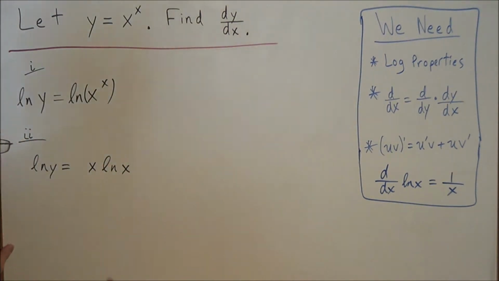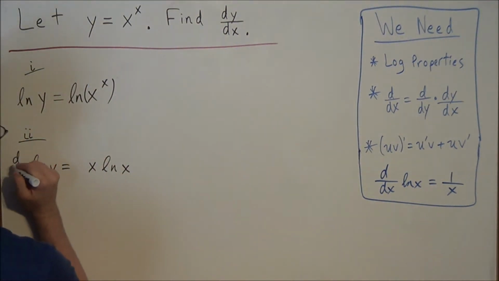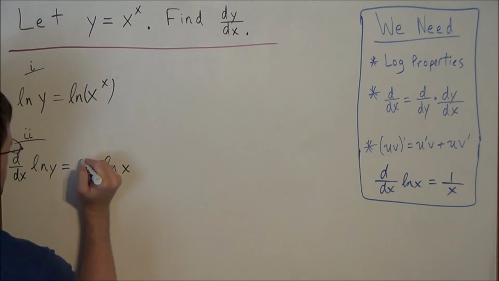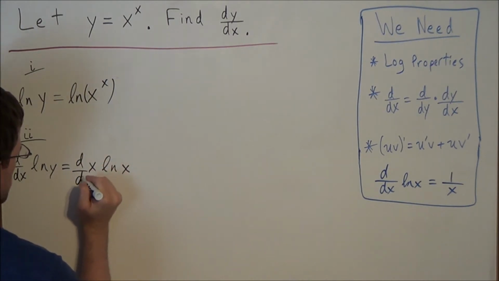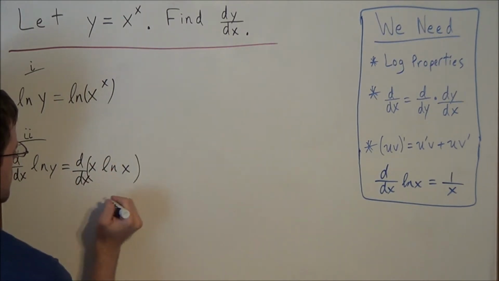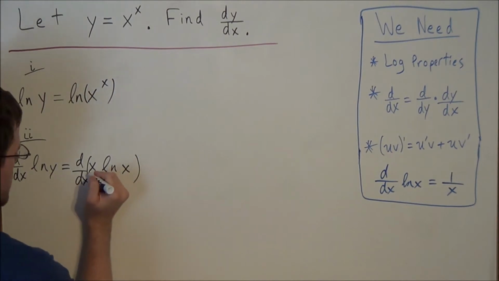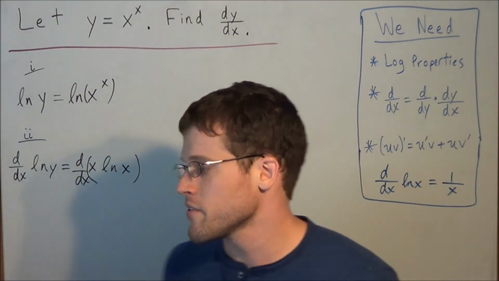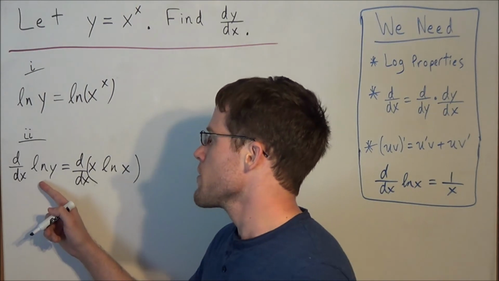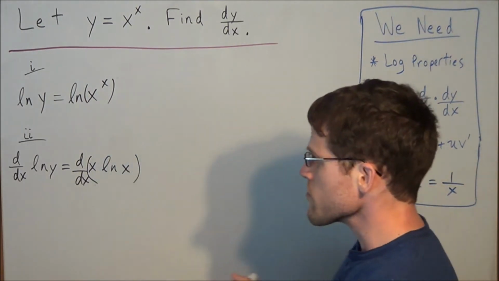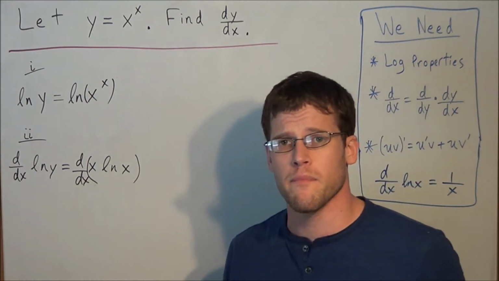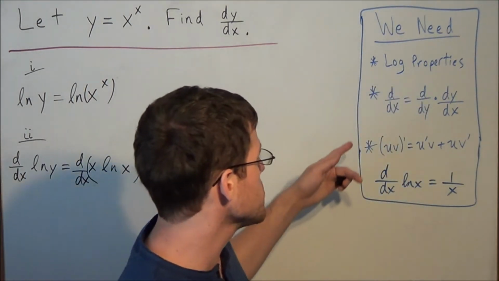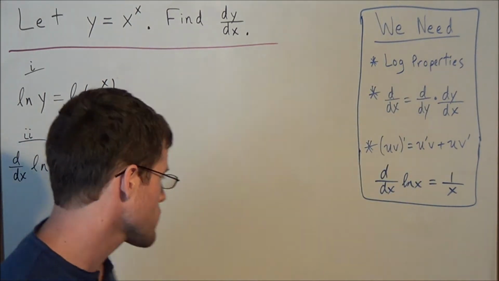So what we need to do at this step is take the derivative with respect to x of both sides. So we're taking d dx of the left hand side and the right hand side. But notice right away that we run into problems on the left hand side. We cannot take the derivative with respect to x of the natural log of y because the variables do not match. So at this step, we do need to make use of the chain rule.